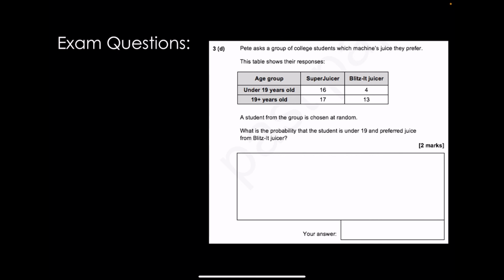Okay, so this one is saying a student from the group. So that's any student. So we need to have our total number of students as our bottom number. Now it says, what's the probability that the student is under 19 and prefers Blitz Juicer? So under 19 is here, and Blitz Juicer is here. So it's 4. And then we need the total number of people. So we're going to do 16, add 17, add 13, add 4. We need the total number of students.